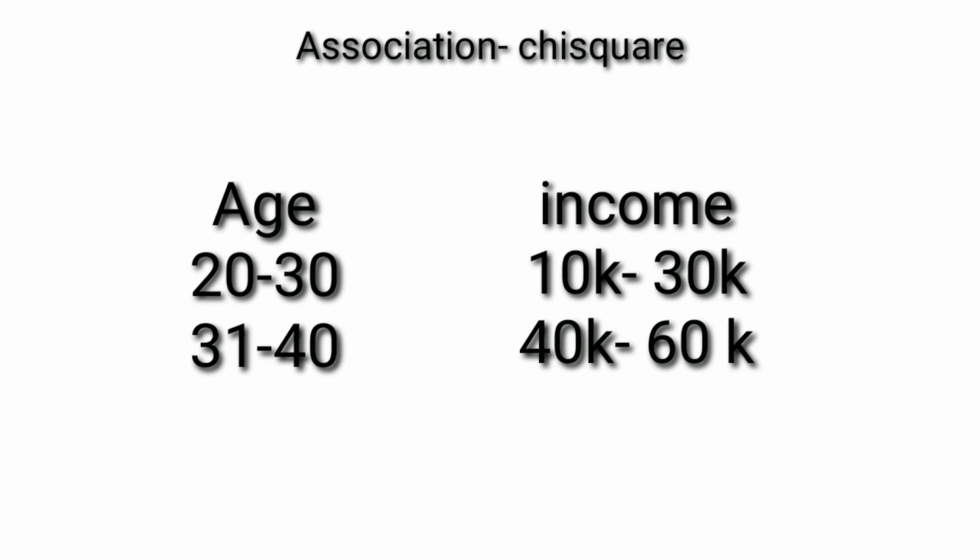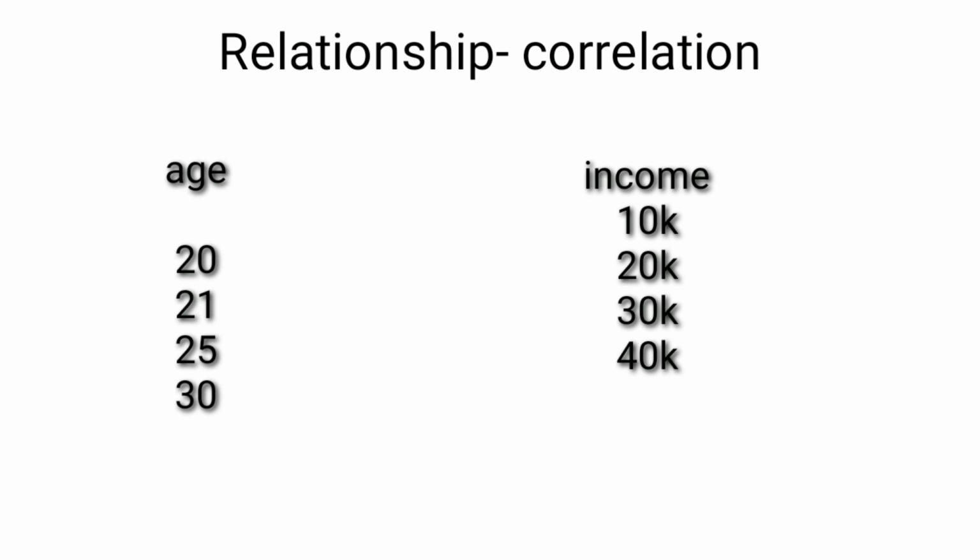Next one, if you want to find the association between two variables, then you should choose the test called chi-square. In the case of chi-square, both the independent variable and the dependent variable have categories. Next one, if the question is to find the degree of relationship, then you can go for Pearson correlation. In the correlation test, both the independent variable and the dependent variable have actual data.